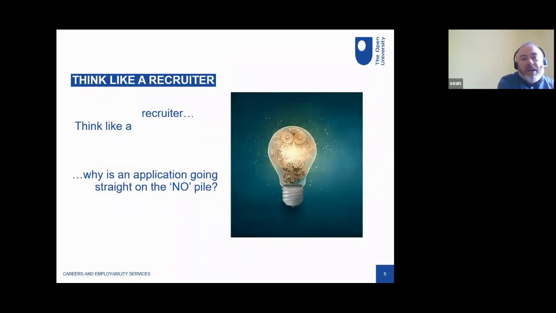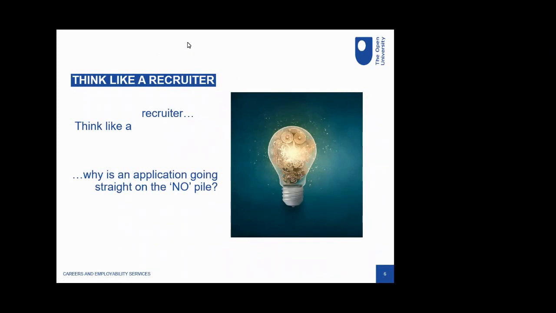So thinking like a recruiter, does anybody want to type into the type box why you think an application would go straight onto the no pile? To see if there is anybody willing to speak up or type in. Give them a second or so. I know everybody can be shy on these online. Oops. Lacking details, Sean?